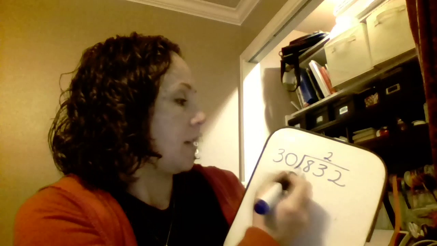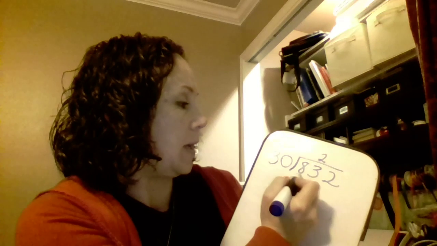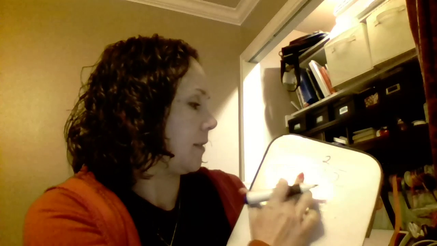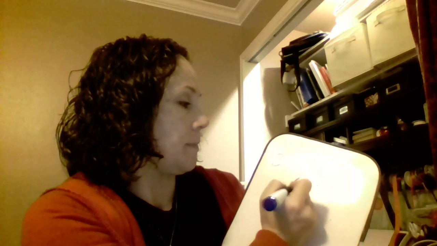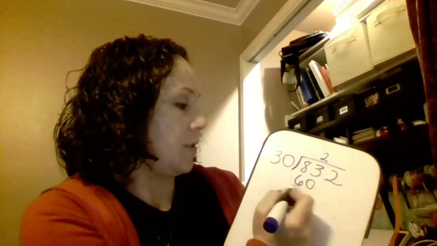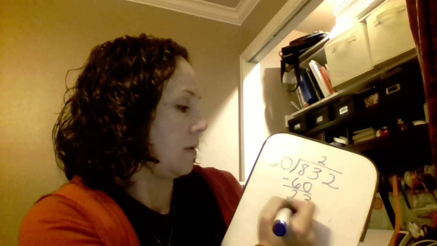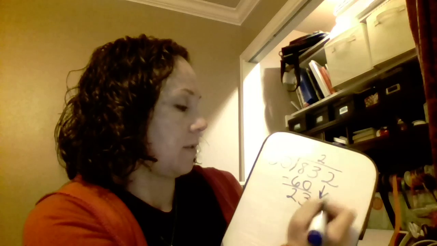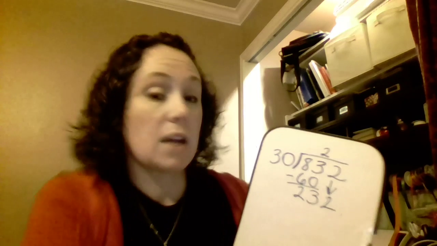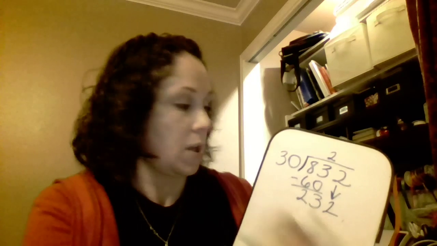Now we have 30 times 3, which would be 90. Oh, I'm sorry, 60. 30 times 3 is 60. So we're going to subtract that out, and then we're going to bring down the next number. So now again, we have another division problem.